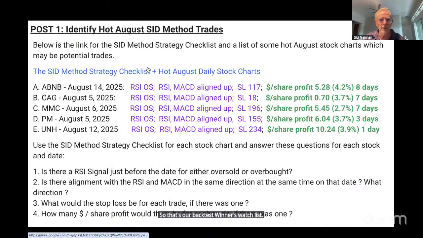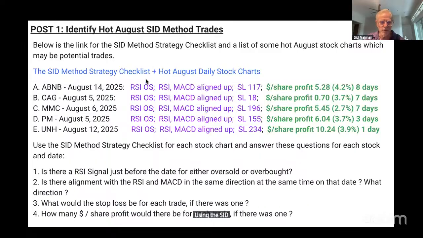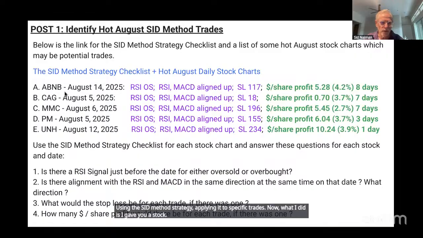Now I'm going to go through some posts that we did. This is a really good post, and thanks for everyone who decided to go in and do this. That's great. It's really good practice in terms of using the SID method strategy, applying it to specific trades. What I did is I gave you a stock and I gave you a date. So the first thing you want to do is go in the chart, put a vertical line on that date. And I said, okay, now answer these questions.